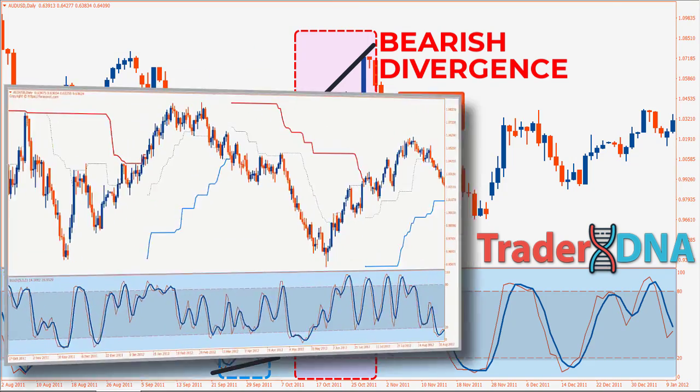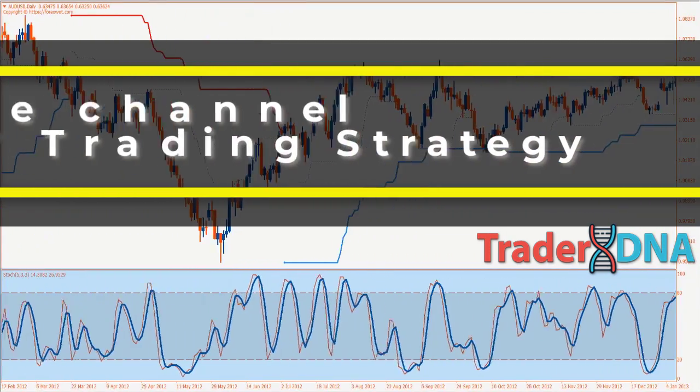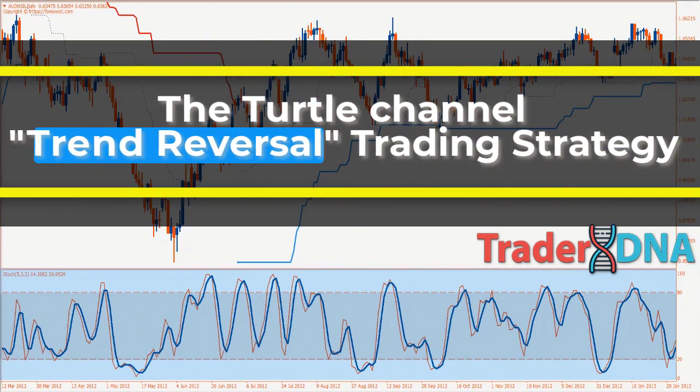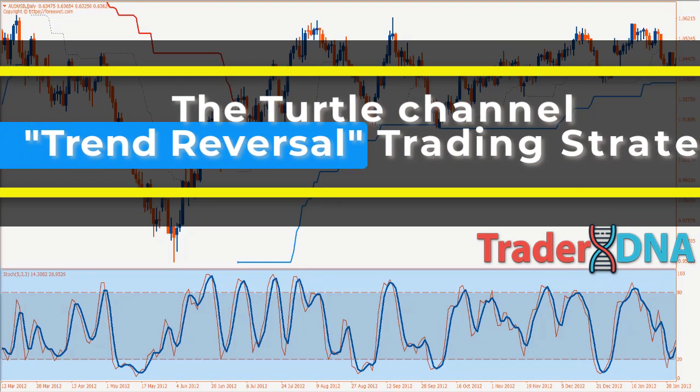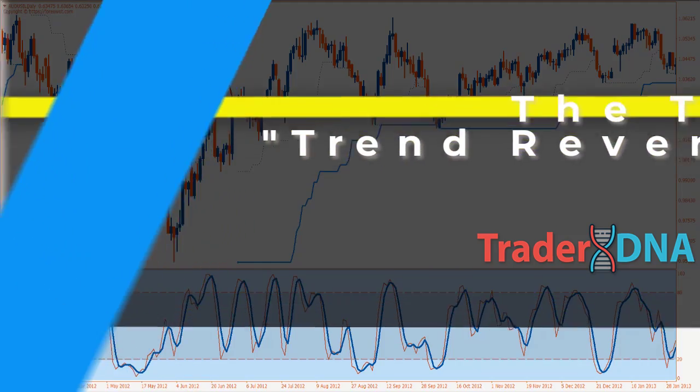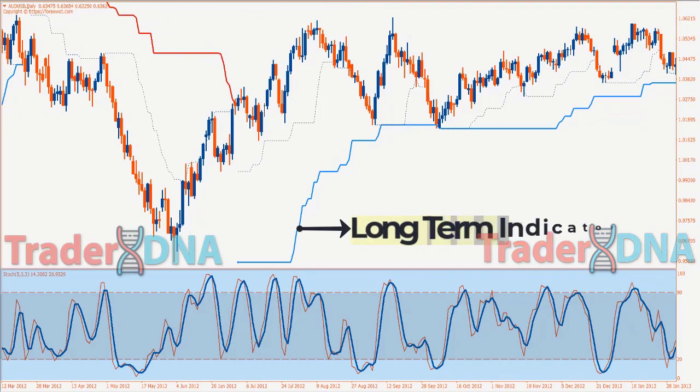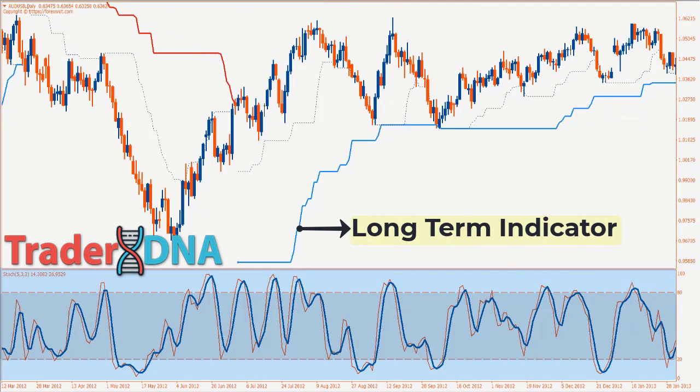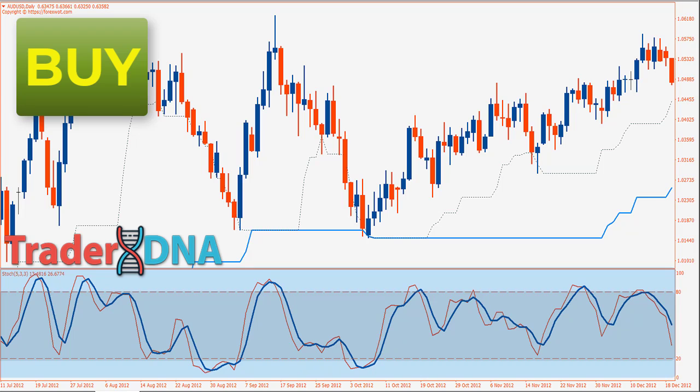The Turtle Channel Trend Reversal Trading Strategy. This trading strategy produces trade signals based on the turtle channel trend and stochastic oscillator overbought oversold signals. In this configuration, the turtle channel is a long-term indicator, which means it will help you identify and trade with the long-term trend. The basic trend principle to remember is to buy low and sell high. Also, if you are able to spot major market movements, the turtle channel will help you execute positions based on large swings.